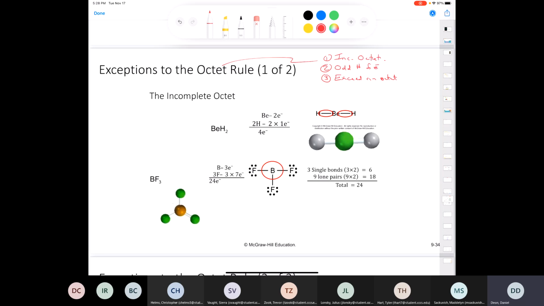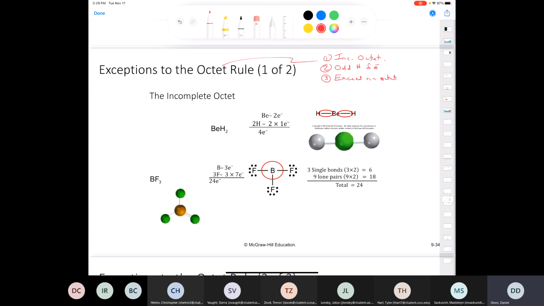You're responsible for knowing these exceptions for the octet rule. And if you're like, oh man, more exceptions, well, these exceptions are so common that on the next exam, you're going to see them for sure. At least one of them. Okay. The first one is the incomplete octet.